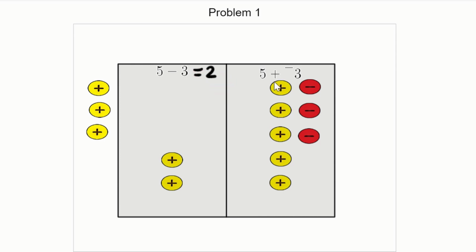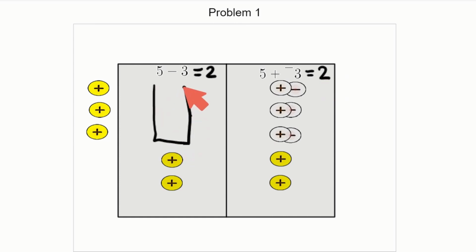Taking a look at the problem on the right, here we have 5 plus negative 3. Notice that when we have a positive and a negative, these are going to cancel out. So cancel out 1, 2, and 3. And whatever's left over is going to be our answer. So this answer is also going to be 2. Notice that when we subtracted, we have 2 chips left over. And here, after we canceled out with negative 3, we still have 2 chips left over.